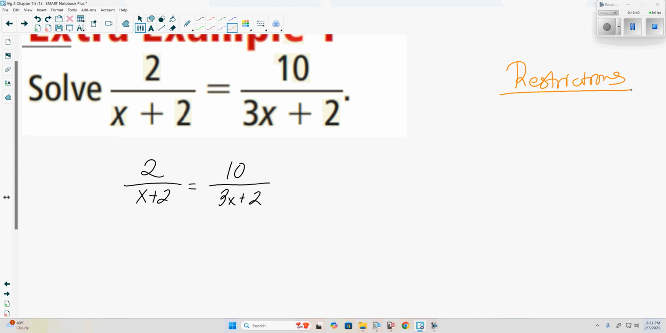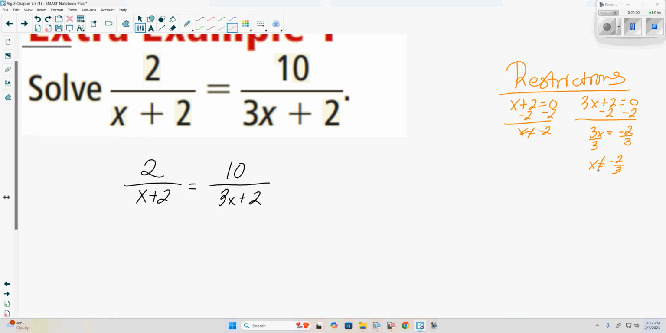Restrictions. X plus 2, we would subtract 2, telling us x cannot be negative 2. Subtract 2, telling us 3x equals negative 2. Divide by 3, telling us that if x is negative 2/3, we'd have a denominator of 0. That doesn't work. So really, x cannot be negative 2 or negative 2/3.